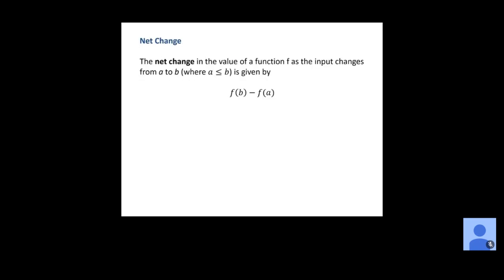All right. Now, net change. Okay, so the net change in the value of a function as the input changes from a to b is given by the function f of b minus f of a. Now, remember, an f of x value is just like a y value, and so we're basically just finding the difference in our y values where we're going from a to b. So that's what net change tells us, is how much the y value is changing as my x value goes from a to b.